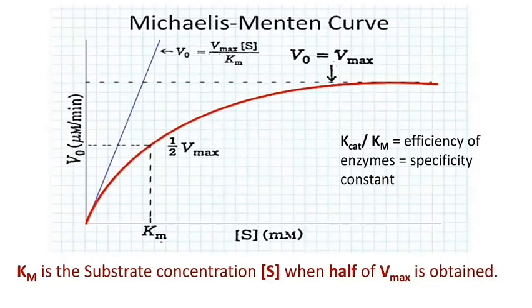The substrate concentration at which half of the Vmax, or maximum velocity, is obtained in the reaction is known as the Km, or the Michaelis constant, and the Kcat versus Km ratio is known as the efficiency of the enzyme, or the specificity constant. The Kcat versus Km is a very important ratio to define the efficiency of the enzyme, as the higher the ratio of Kcat versus Km, the higher the efficiency of the enzyme.